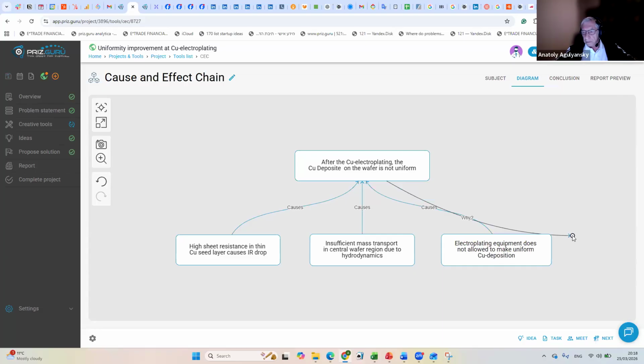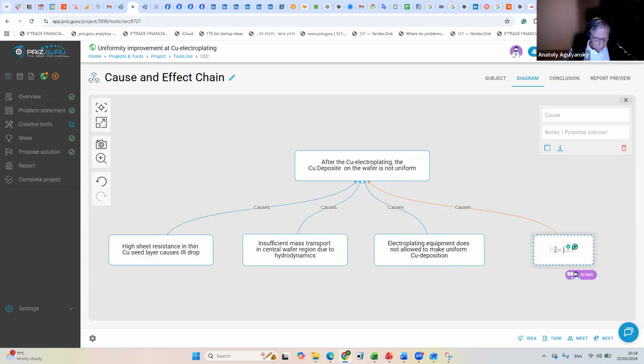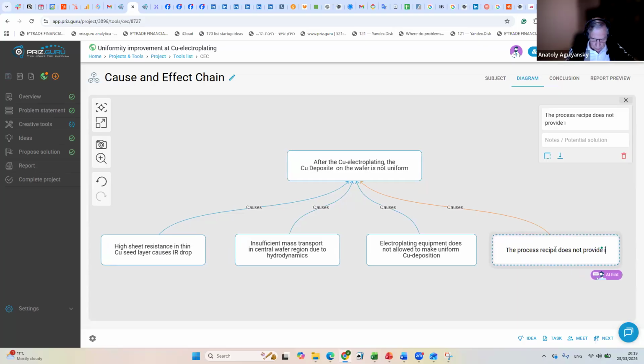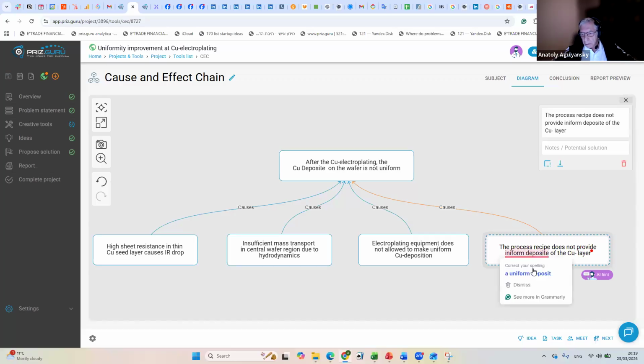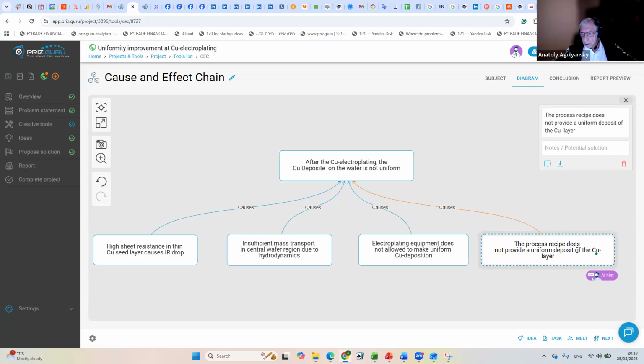Okay. And I want to add some more: that the process recipe does not provide uniform deposit of the copper layer. Okay. This. Okay. Let's have a look.